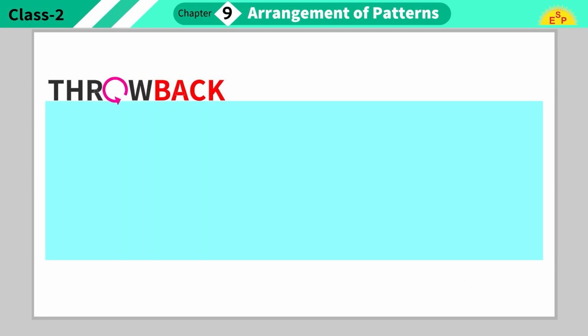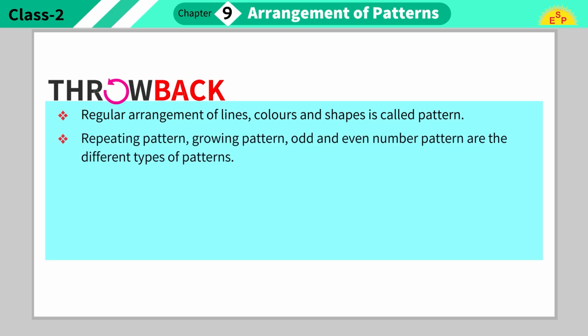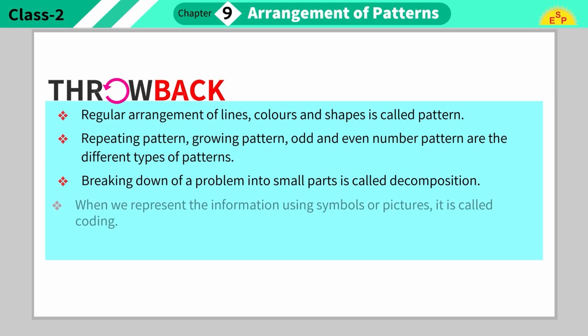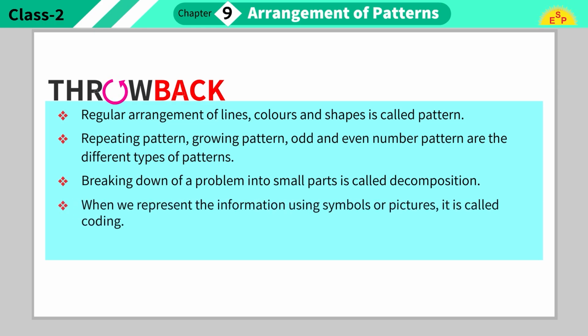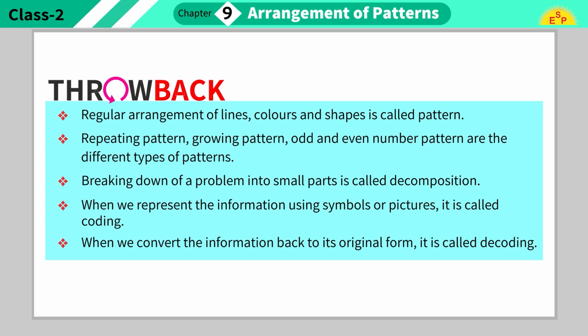Throwback. Regular arrangement of lines, colors and shapes is called pattern. Repeating pattern, growing pattern, odd and even number pattern are the different types of patterns. Breaking down of a problem into small parts is called decomposition. When we represent the information using symbols or pictures, it is called coding. When we convert the information back to its original form, it is called decoding.